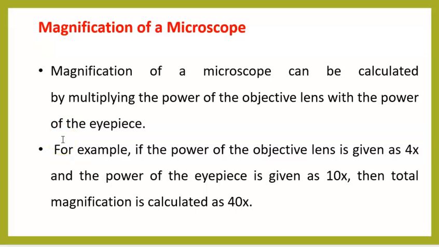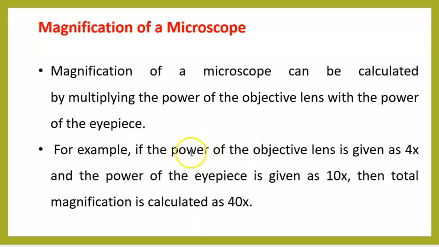Next you have to know about the magnification of a microscope. Magnification is basically how big your specimen would be, how big you can make it to see. So magnification is calculated by multiplying the power of the objective lens with the power of the eyepiece lens.